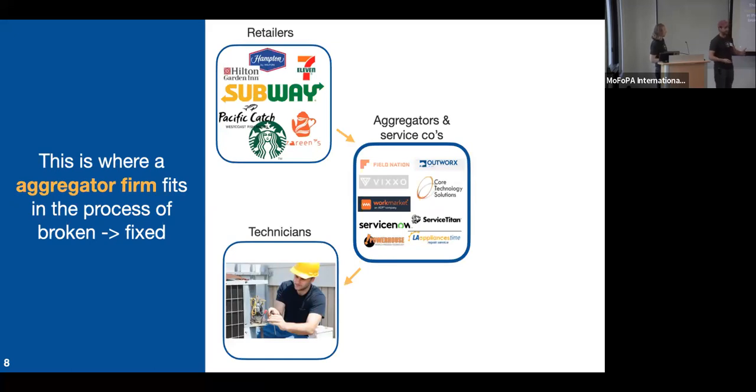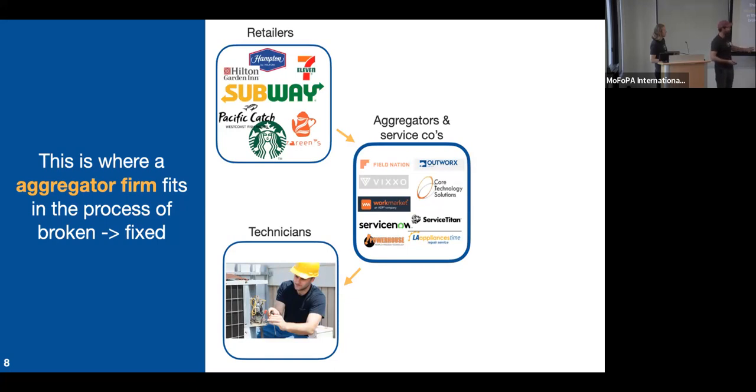So just to explain how the process works and where we fit into it. This is the flow from when something breaks. One of these retailers, like the Hampton, will report that their refrigeration or whatever for the kitchen here is broken. It goes to the local aggregator service, who they know and have worked with many times for any of their issues.